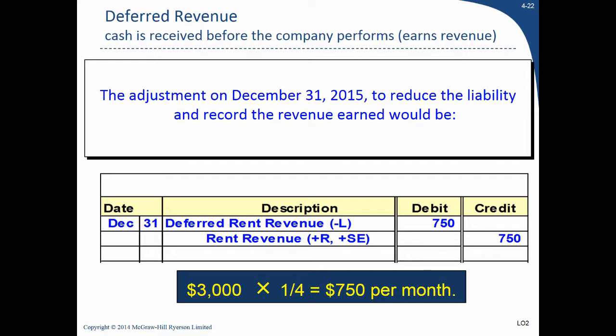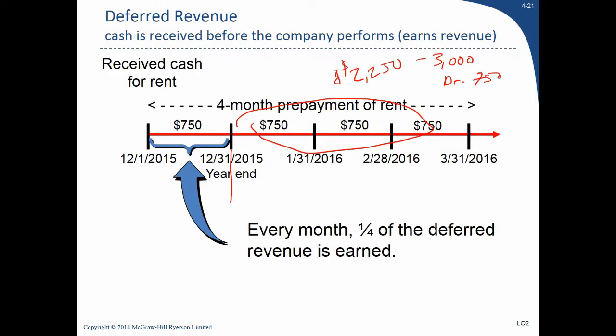So a great midterm question would be very similarly structured to this, except maybe I'll give you the date of October 1st, and I'll say 6 months. So if we received prepaid rent October 1st for 6 months, let's say $6,000, that's $1,000 a month. And how many months are there from October 1st to December 31st? It's 3 months, October, November, December, right? So the adjusting entry would be for $3,000 of rent revenue. Credit rent revenue $3,000, debit deferred rent $3,000.